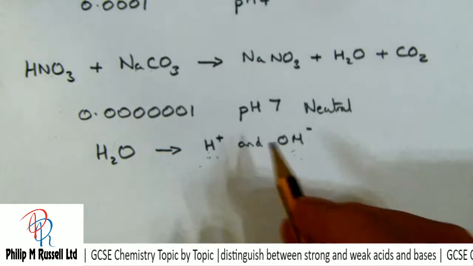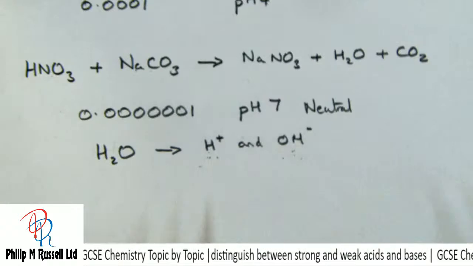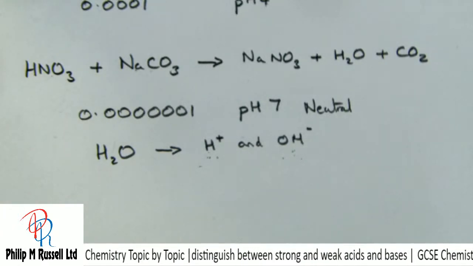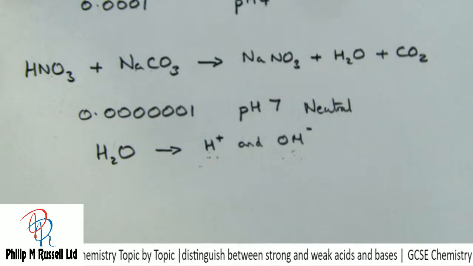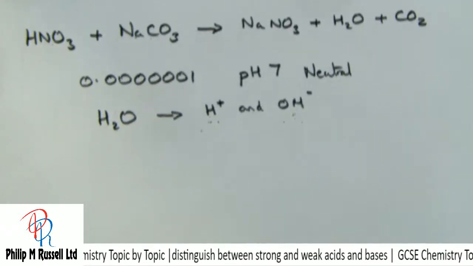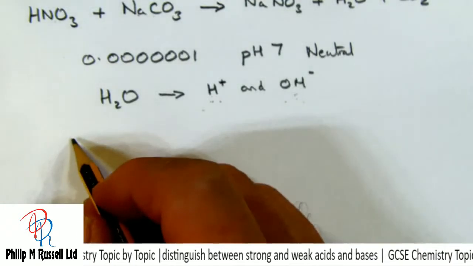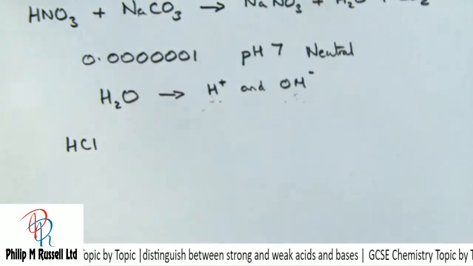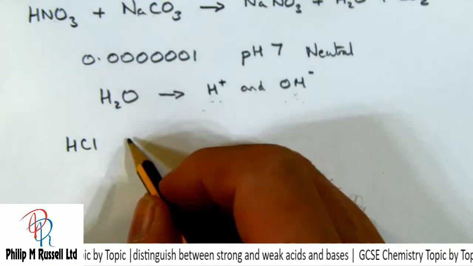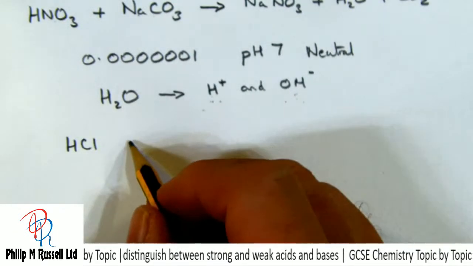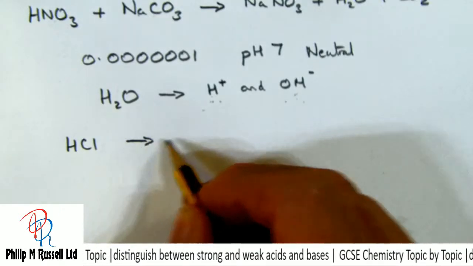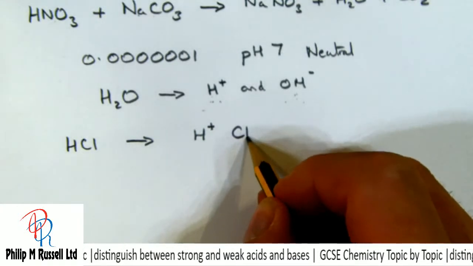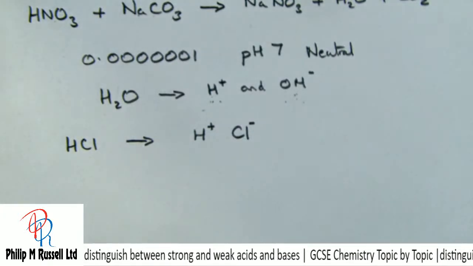So what are we looking at with these strong and weak acids? Well, the difference between a strong and a weak acid isn't quite as obvious as it seems. So let's meet a strong acid. Let's take HCl. When I put HCl in water, what happens is all of it becomes H+ ions and Cl- ions.